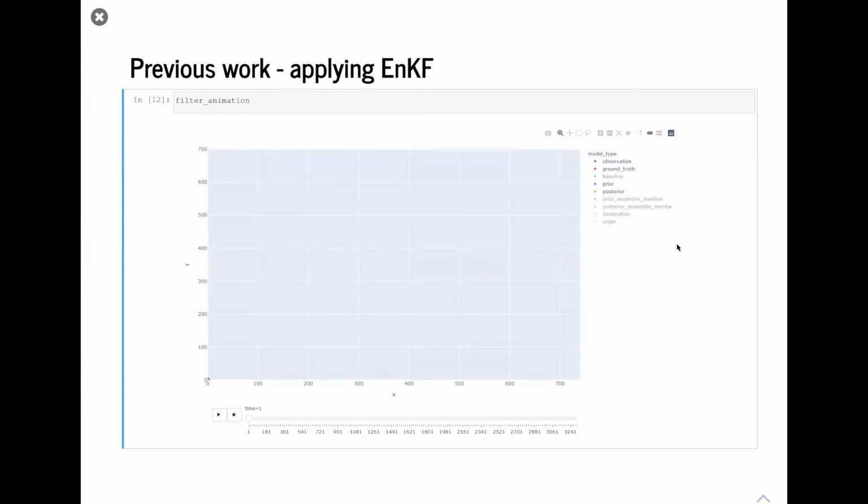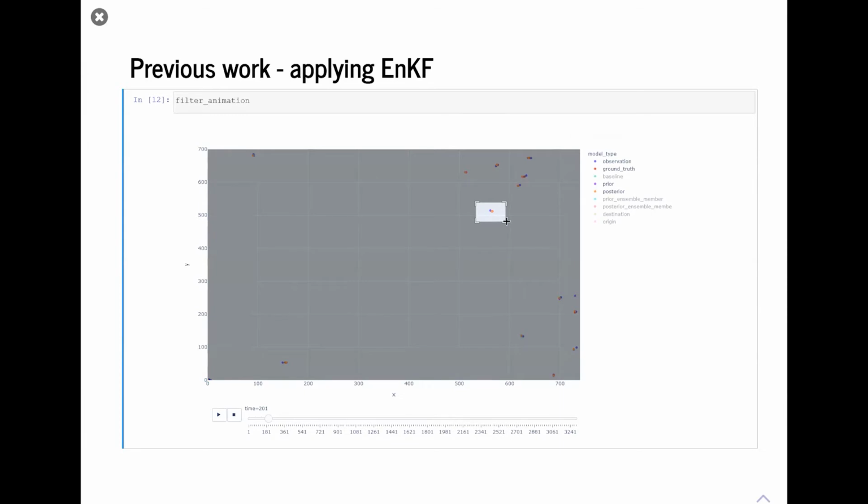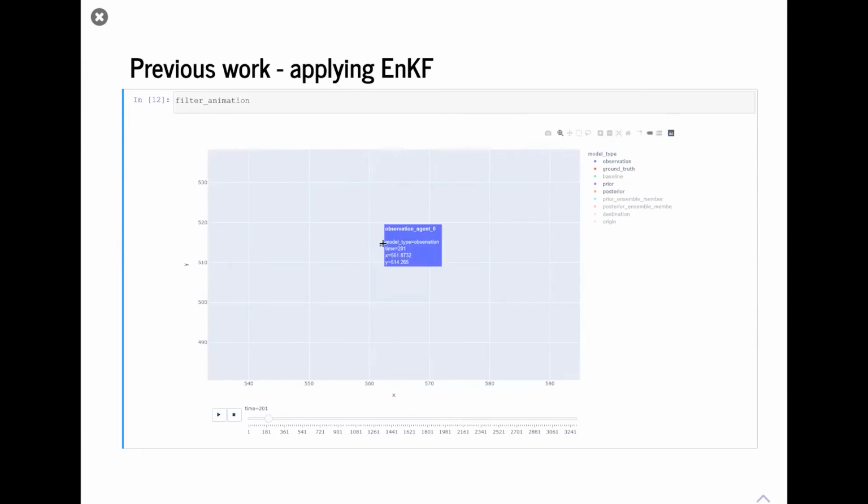And then we've gone ahead and applied the EnKF, and we can see when we run things, each of these dots pertains to an individual agent. So if we, for example, zoom in here, we've got an observational agent 0. We've got the ground truth model, where the ground truth model has agent 0, and then we've got a posterior and a prior. So the model state prior to data assimilation and the model state after data assimilation.